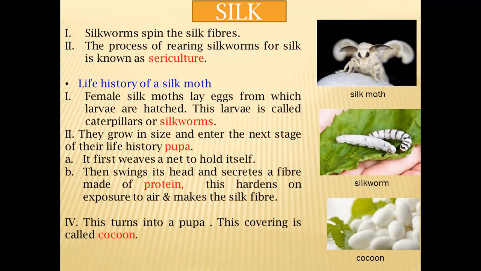Then first remember this, that after doing this it covers itself with the silk fiber, and this covering is the cocoon. This turns into a pupa, and at that stage of life that organism is a pupa. Please remember this, children.